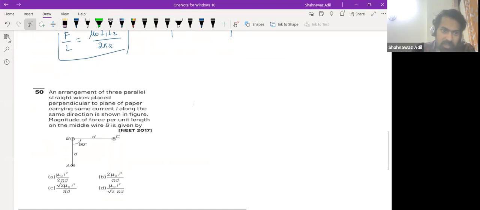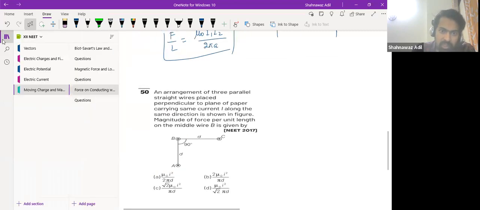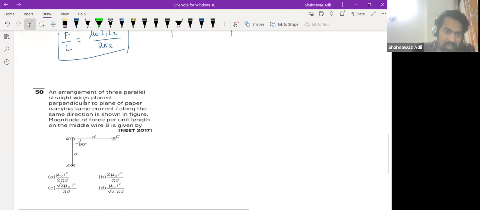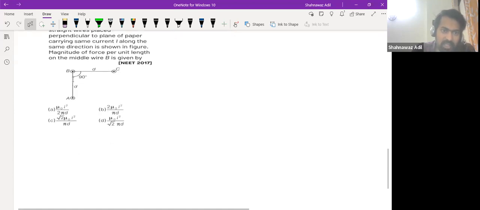So what is the arrangement of this question? Three parallel straight wires placed perpendicular to the plane of paper, carrying the same current I along the same direction, is shown in the figure. Find the magnitude of force per unit length on the middle wire. So this is the arrangement.